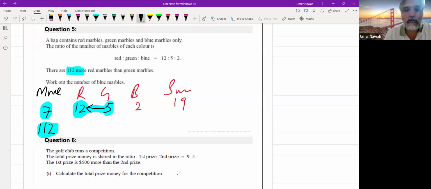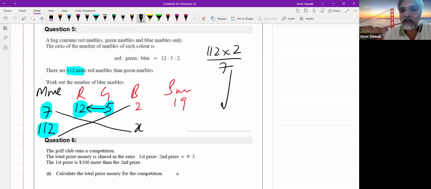Now, what is the question all about? He said like the number of blue. So under blue, you write X and do the cross multiplication. So 112 times 2 divided by 7, that gives you 32.